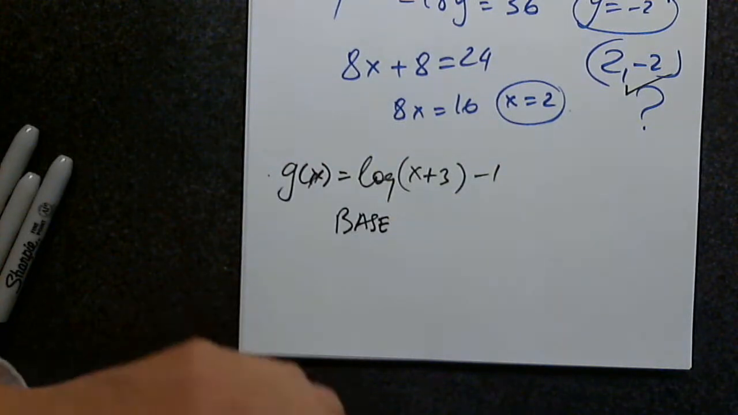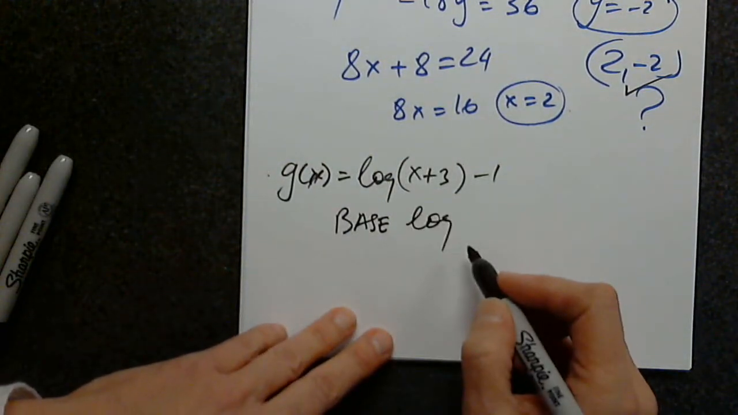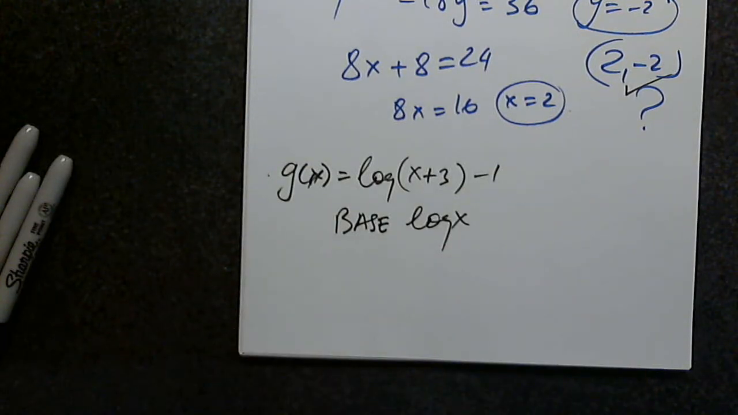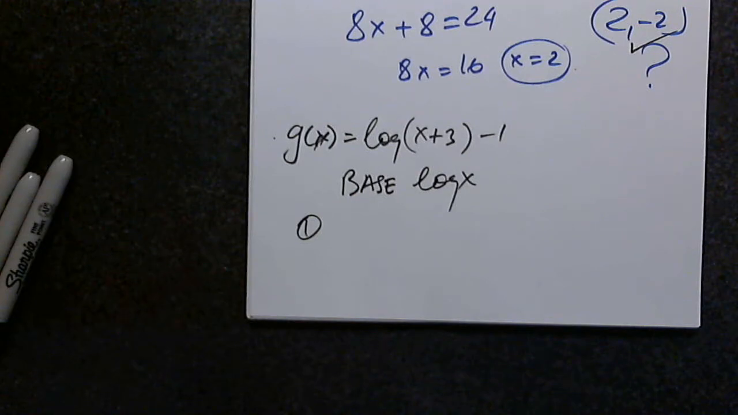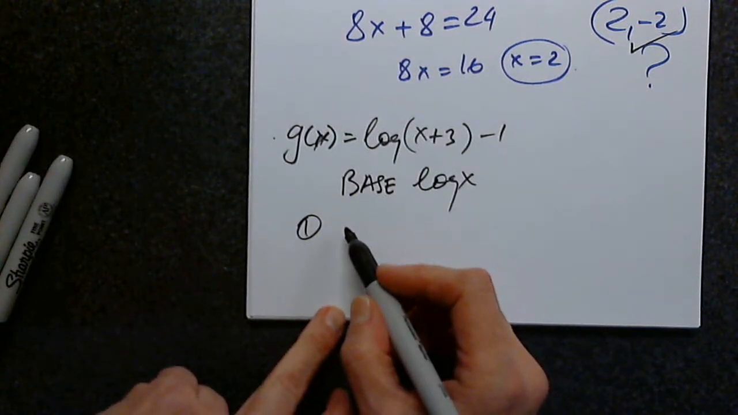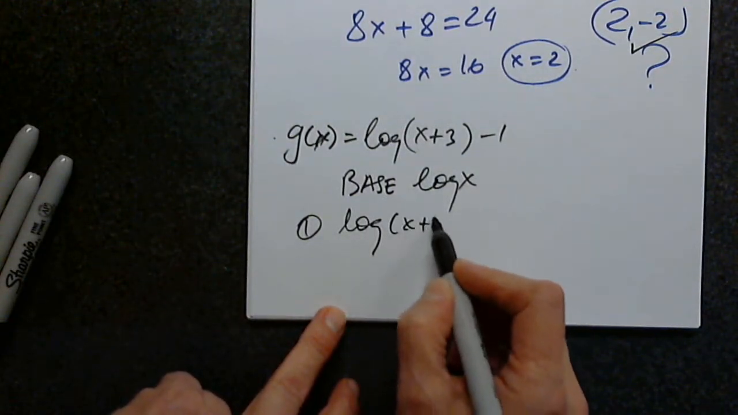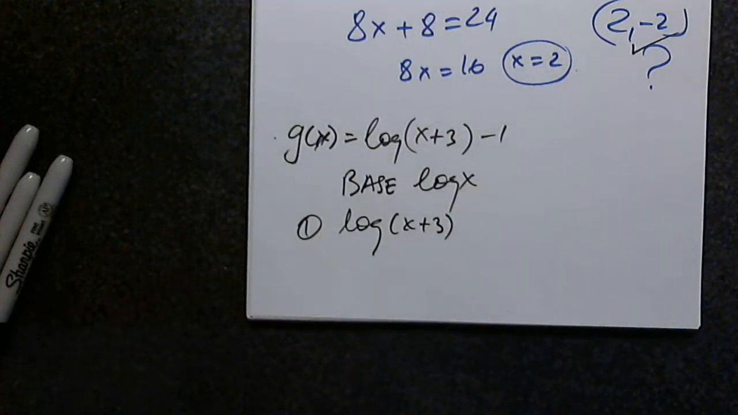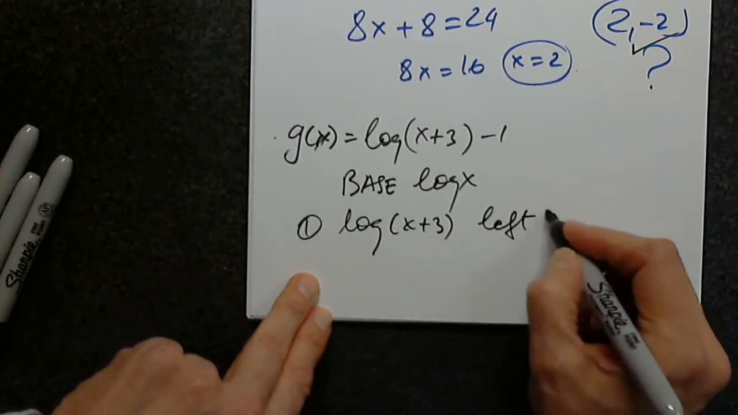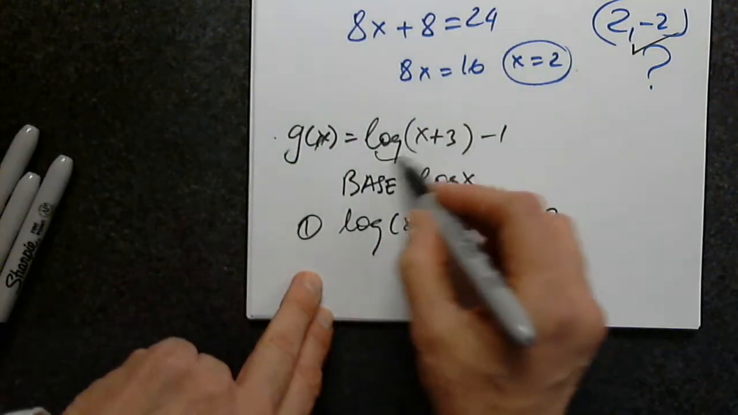Log. Of course, that's the base function. Then the first transformation on log x: log x plus 3. What does this do when I change x into x plus 3? Indeed. Left 3. And I can also determine this from the domain.